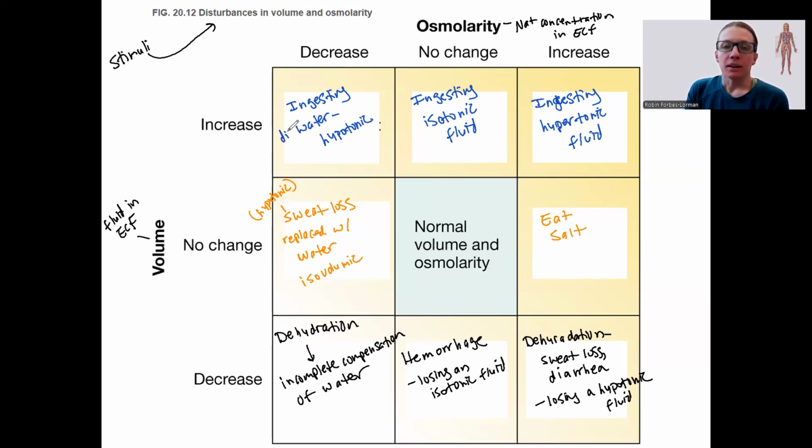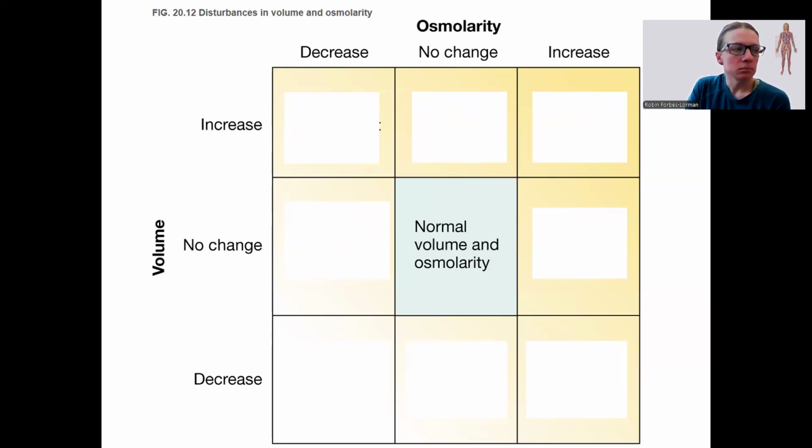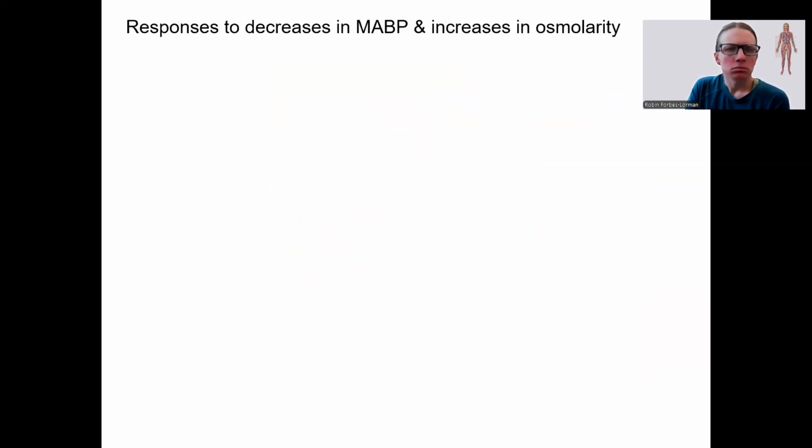So we're going to look at the response of our body to these. In order to do that, let's walk through what you need to know and already do know for a whole lot of this information. Let's walk through what happens to our body when we have decreases in blood pressure. And I'm going to do it in a different color because they're two different stimuli. Increases in osmolarity.